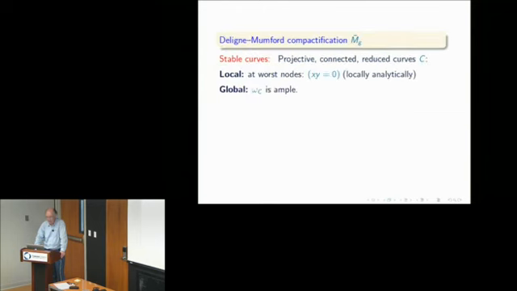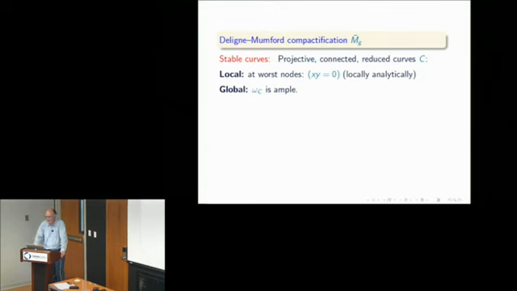We paid special attention first to hypersurfaces, and then we looked at curves, and we ended up with the Deligne-Mumford compactification of the moduli space of smooth curves of genus g. And this space parameterizes stable curves. These are projective, connected, and reduced curves. These are the simple assumptions that everyone would say.